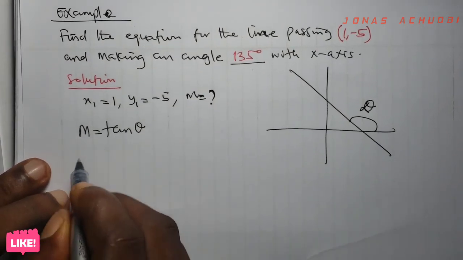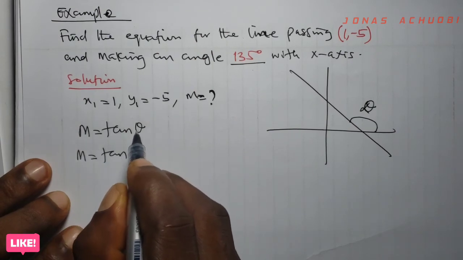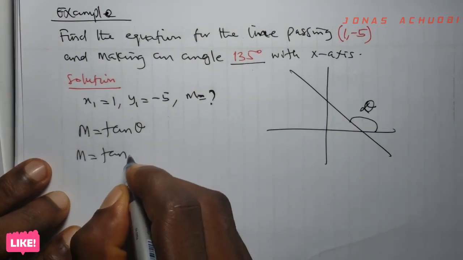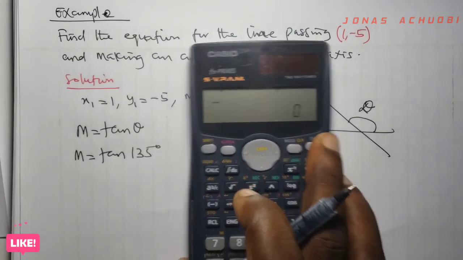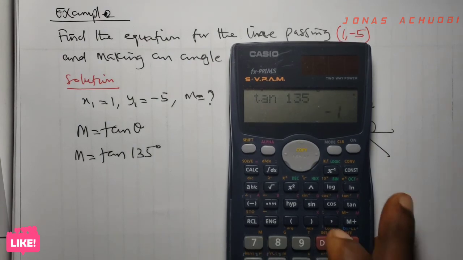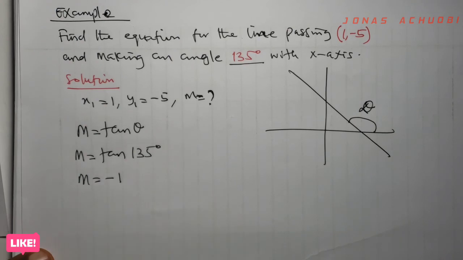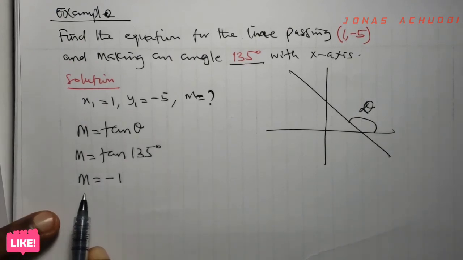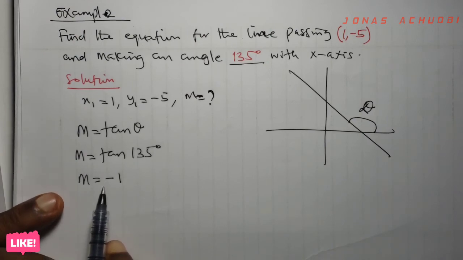So with this, our m is equal to the tangent. What's our angle here? Our angle is 135 degrees. Tangent of 135 degrees. So we now point our calculators and check. Tangent of 135 degrees is minus 1. So the m is equal to minus 1. So we have now gotten the slope of the straight line as negative 1.